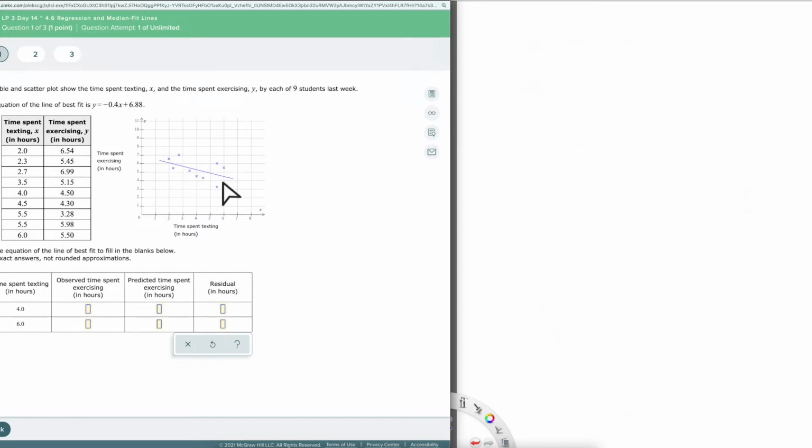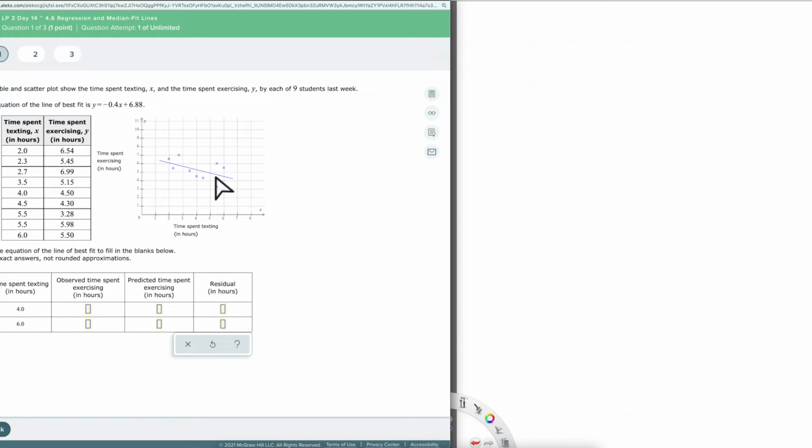Now, if they're still somewhat of a line like this one, it's still going down in a linear pattern, then we can draw a line of best fit. And they give us the equation of the line of best fit. So they drew the line and created the equation for us, very nice of them. They might have us do this on our own on one of these problems as well.